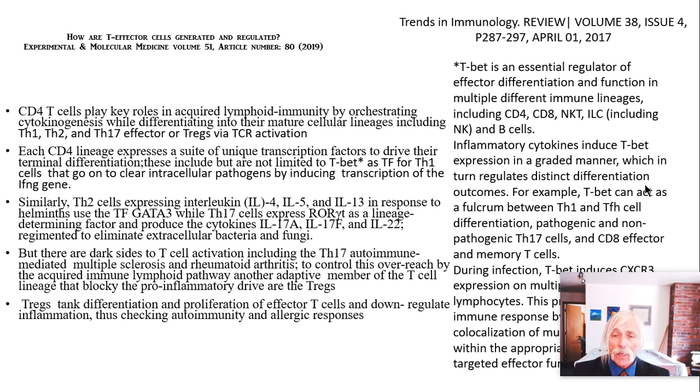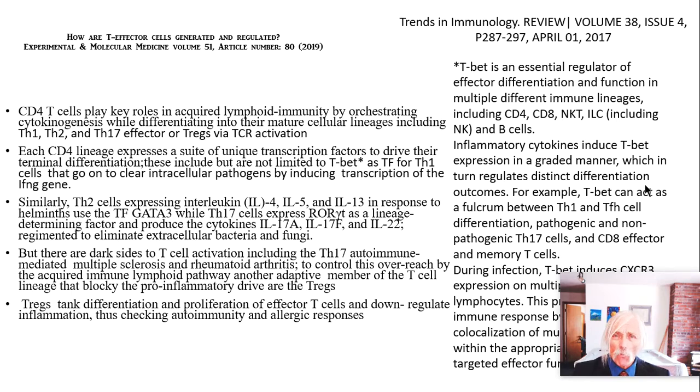More on that later. And that is a lineage determining factor, and that produces cytokines, because this is Th17 cells, interleukin 17A, 17F, and then interleukin 22, all of which can be inflammatory and help associate Th17 cells with infection. Those are all regimented to eliminate extracellular bacteria and fungi. But there are dark sides to T cell activation, obviously. That includes Th17 autoimmune mediated multiple sclerosis, which is a major disease in humans, and rheumatoid arthritis, which is also an important high morbidity disease.